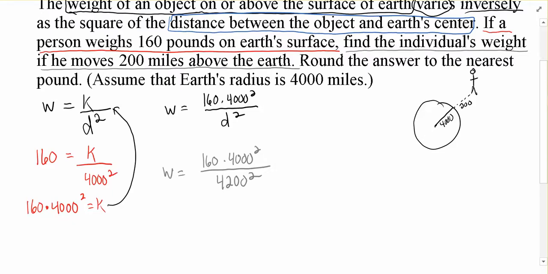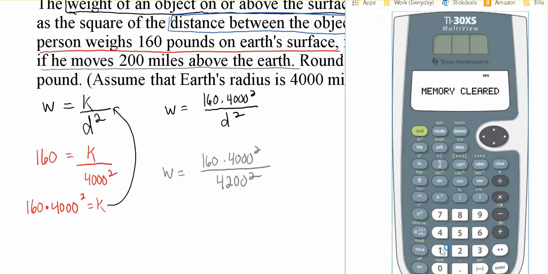Now we'll use a calculator. A nice trick is if you do have the 30XS MultiView calculators, we can just hit the fraction button and type it in exactly as it appears: 160 times 4,000 squared. And then we just arrow down to the bottom for 4,200 squared. We hit enter and we get this crazy number that we don't really care about, but right above enter are these two arrows. Hit that and that'll convert this into a normal value of about 145 pounds.